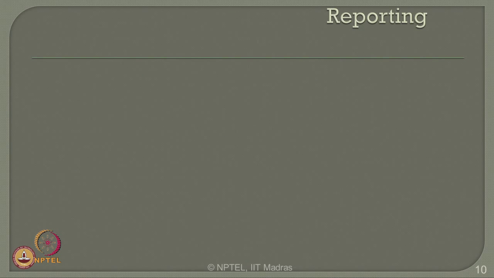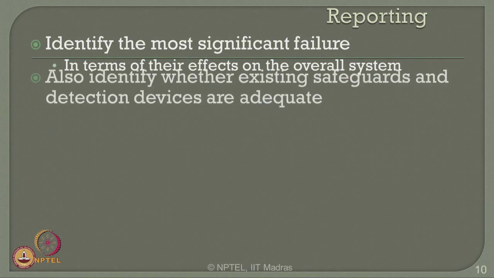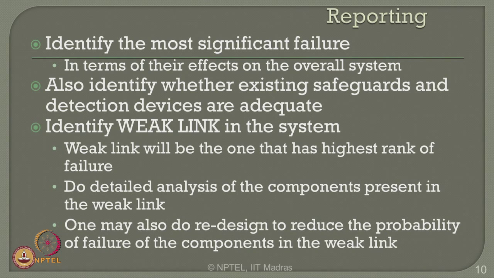Once you do the analysis, the most important part of the analysis is how will you document it, how will you report the results of the given analysis. Identify the most significant failure in terms of their effects on the overall system. Also identify whether the existing safeguards and detection devices are adequate enough to perceive these damages in advance. Most importantly, dear friends, try to identify the weakest possible link in the given system.